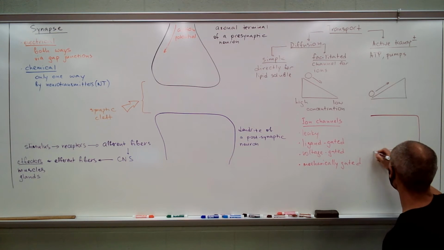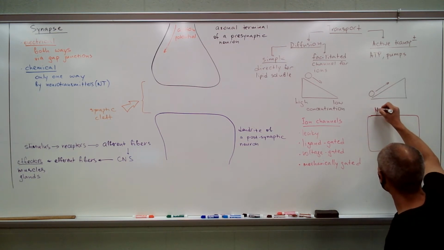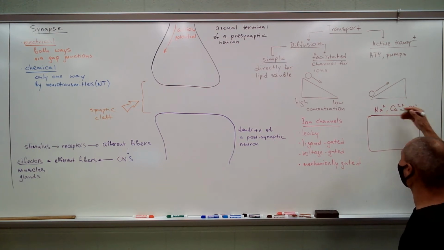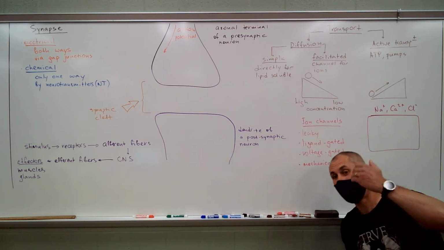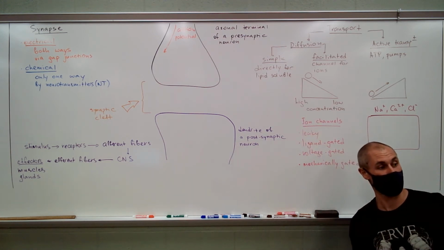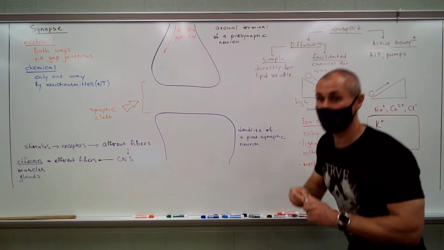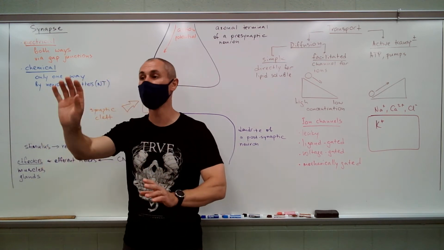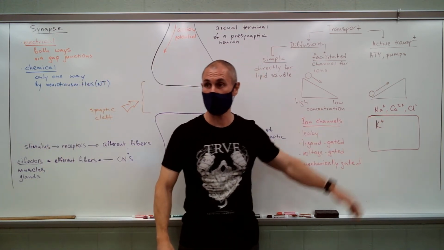So if this is the cell, then sodium, calcium, and chloride, their concentration outside is higher than the inside. Am I making sense? And for potassium, it's the other way around. Concentration of potassium, in a second, is higher inside the cell than outside.